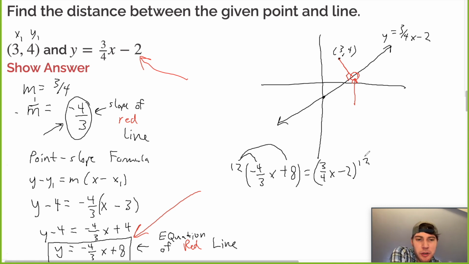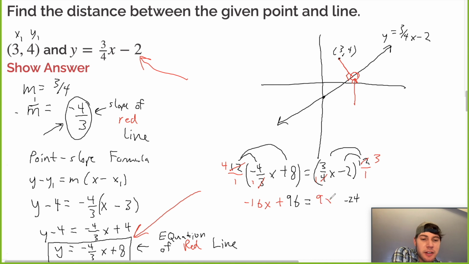The 12 is going to go to all terms. Well, 12 times 8 is 96. That's easy. And 12 times the negative 2 is negative 24. But 12 times negative 4/3, think of this as 12 over 1, we can reduce the 12 into a 4 when we cancel with the 3 and make it a 1. We're just reducing. 4 times negative 4 is negative 16, and then we still have the x, plus 96. Same thing here: the 12 cancels with the 4 and makes it a 3, and 3 times 3 is 9. So this is 9x - 24.